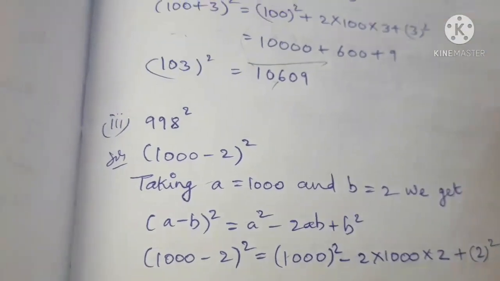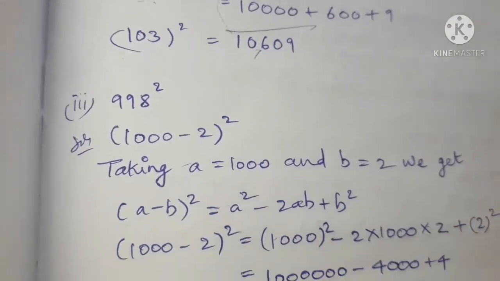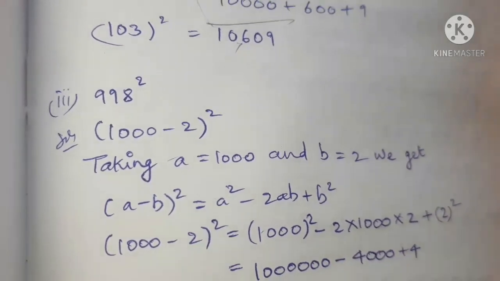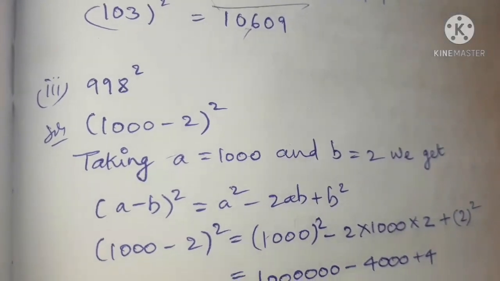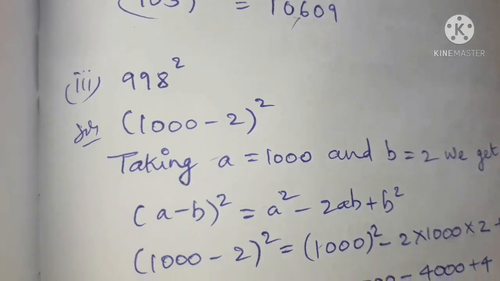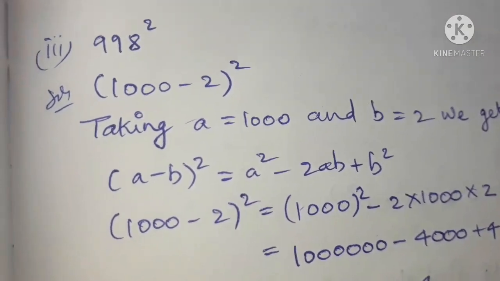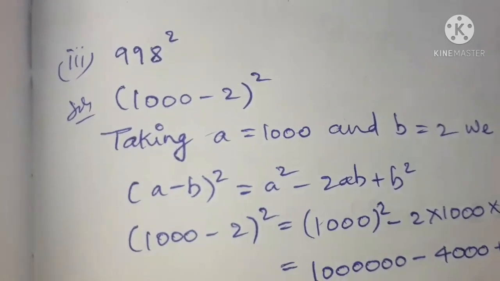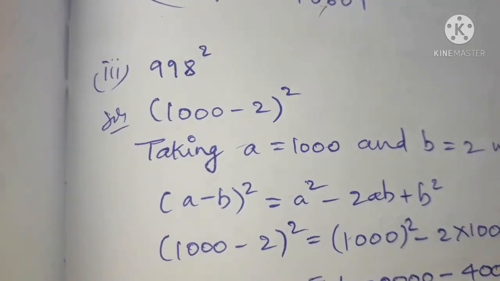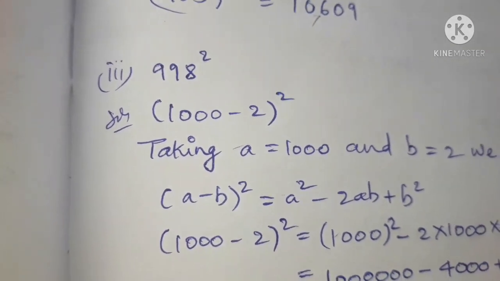Now you should think here. 998 is nearest to 1000 or 900? When you go 2 steps forward, you will get 1000. When you go 8 steps backward, you will get 900. So now you should think which is smaller distance. Obviously your answer will be 1000.